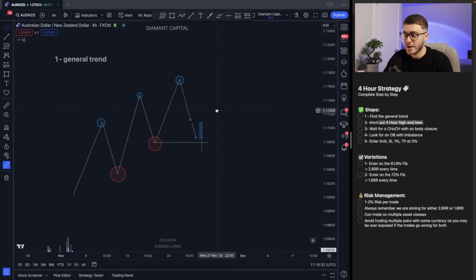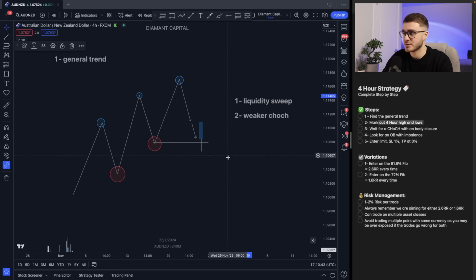Another variation to this is we might get something like this, where the body hasn't fully closed below, it's simply just a wick. Now, there's two possibilities when this happens. The first one is that this is simply just a liquidity sweep. And the second one is that it's a weaker change of character. So this is basically how you identify what's a stronger one and what's a weaker one. Generally, I always try to stick to the idea that yes, there has to be a body closure above or below a low or high.